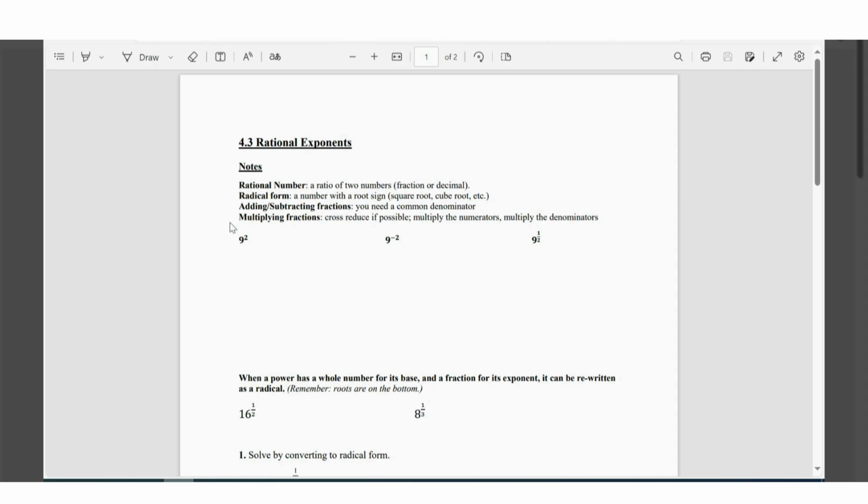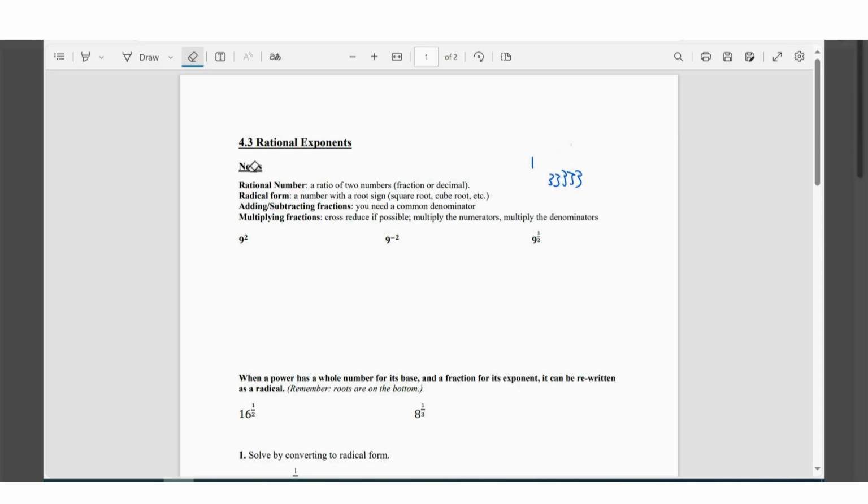But here we go. 4.3 rational exponents. A bit of review. A rational number, remember from grade 9, is a ratio of two numbers, and so it can be shown as a fraction or a decimal. 2/3. The decimal needs to be terminating, so it needs to end, or it needs to repeat in a predictable way. So classic irrational numbers are pi, the square root of 2, square root of 5. Actually, the square root of any non-perfect square is an irrational number.